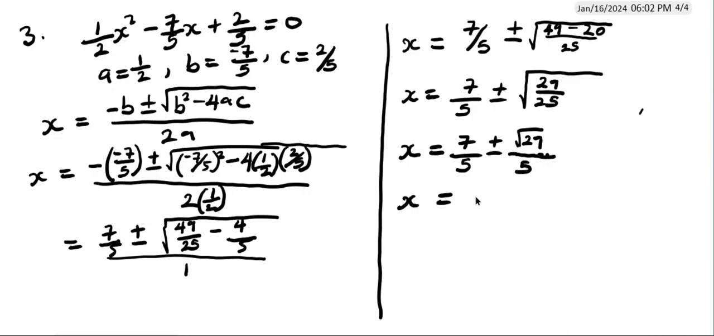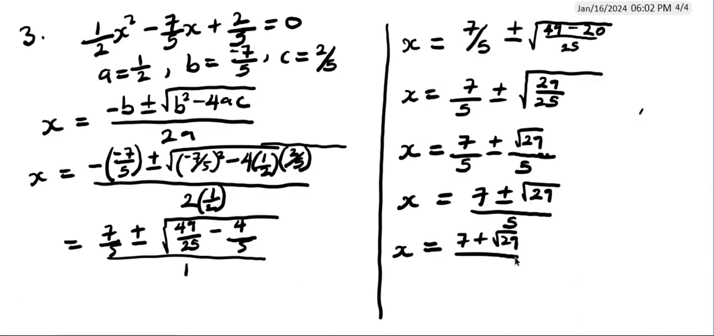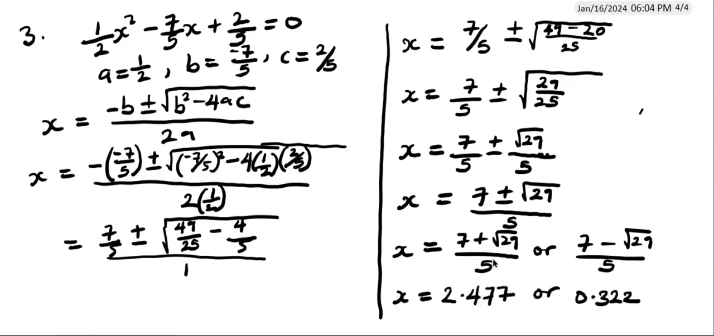So that will give you that x equals 7 plus or minus the square root of 29 all over 5. And when you separate your plus or minus, you are going to have 7 plus the square root of 29 over 5, or 7 minus the square root of 29 over 5. You can still get your answer in fraction. Okay, so when you solve this one out, you are going to have 2.477, or when you use your calculator to do this one, you are going to have 0.322. So you can see the three examples which we have solved so far. It will help you to understand how to make use of the quadratic formula in solving quadratic equations.